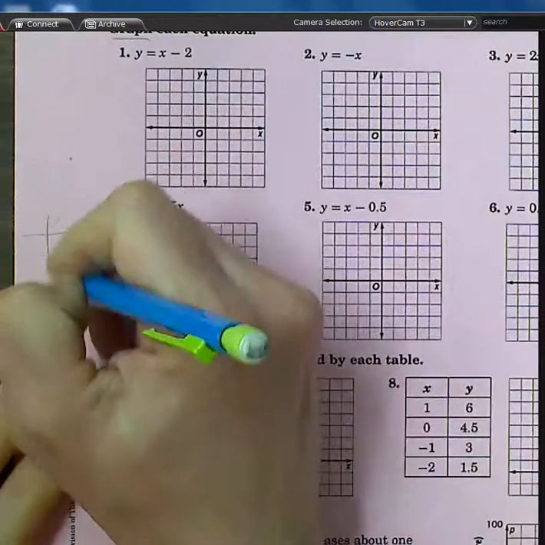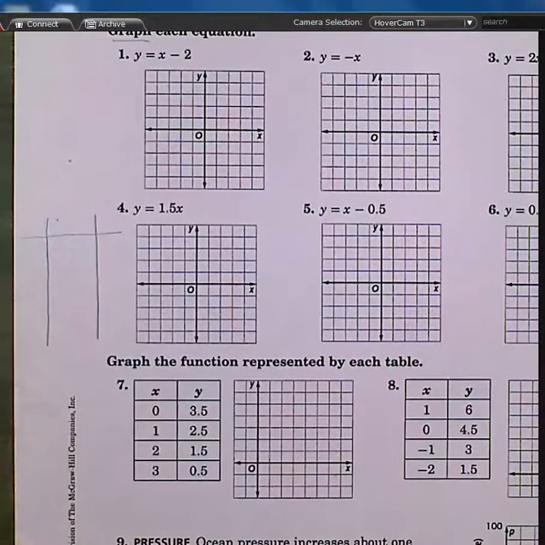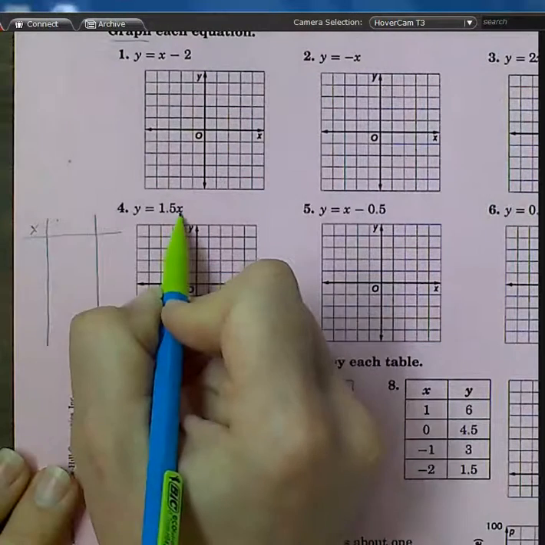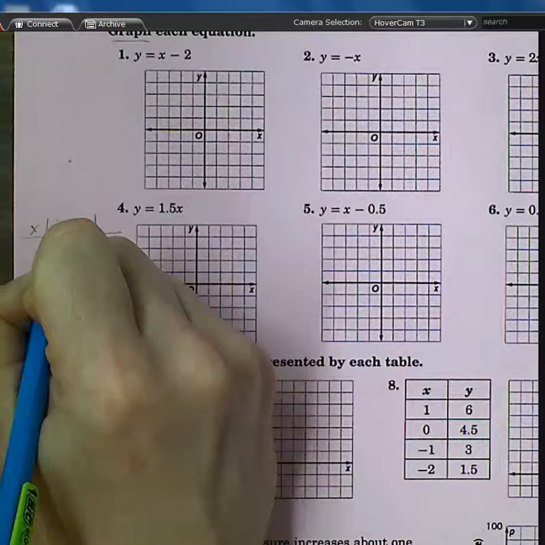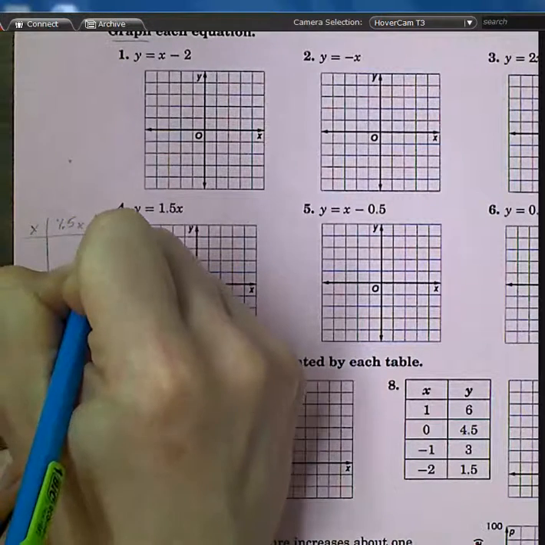If you are a really big writer, you might want to do this on a separate sheet of paper, and that's okay with me. I do need to see your work. We get to pick whatever x numbers we want because that's the letter they picked. We're going to put in the function rule, which is 1.5x and y.